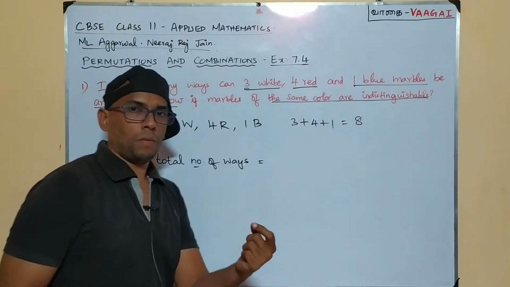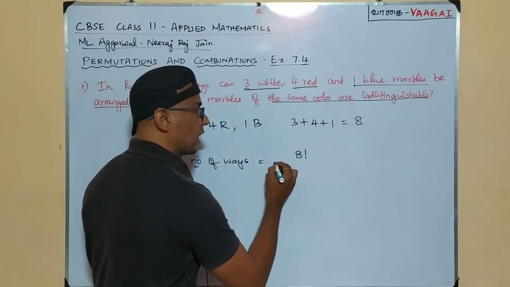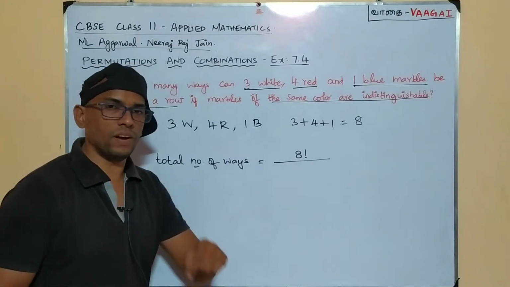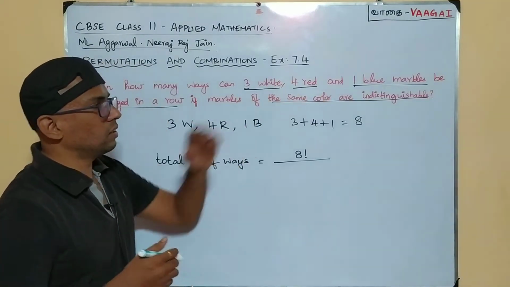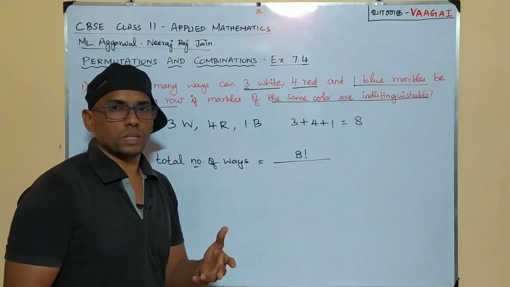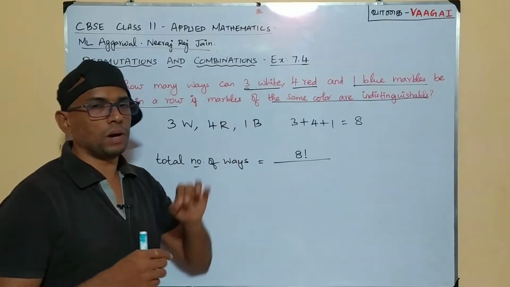Those 8 marbles can be totally arranged in 8 factorial ways. This is okay. But we have to divide this 8 factorial by what? See, here there are identical objects. Is it or not? Same colors are identical. So just see how many of them are identical.